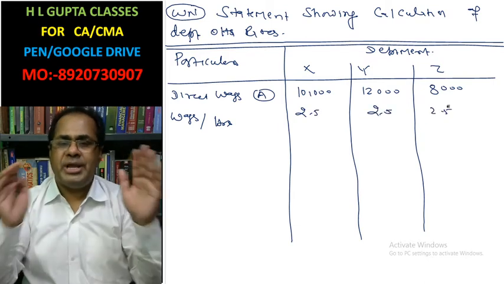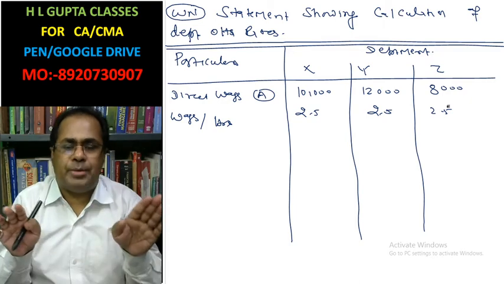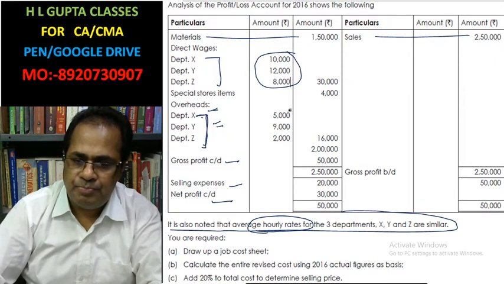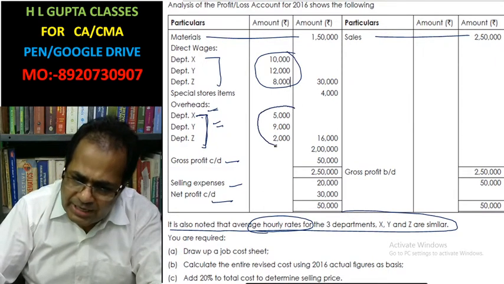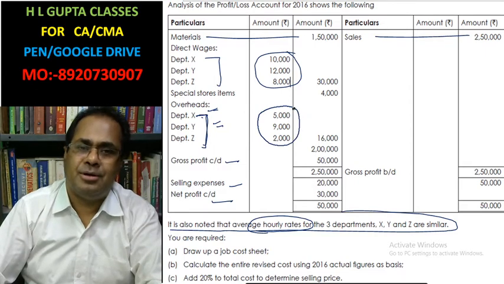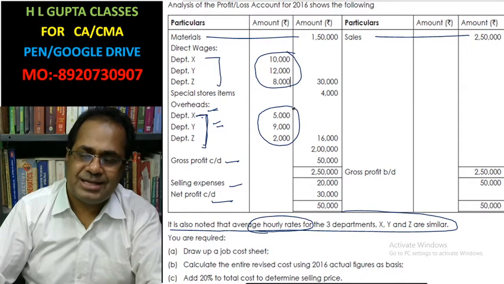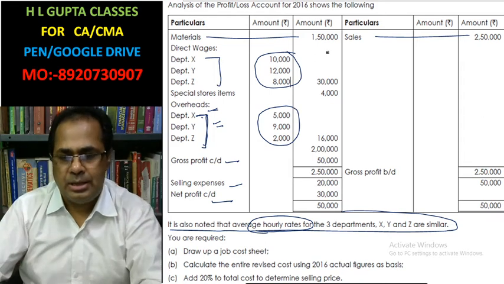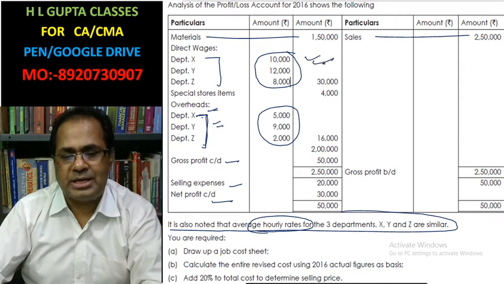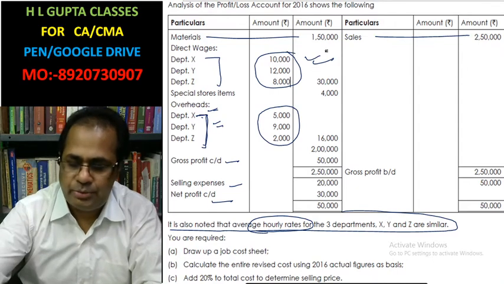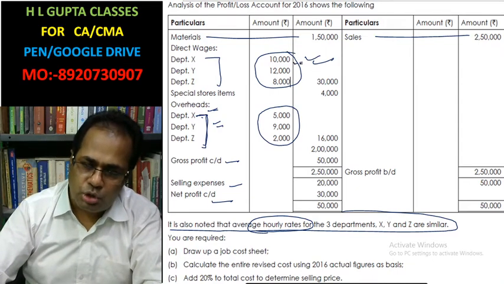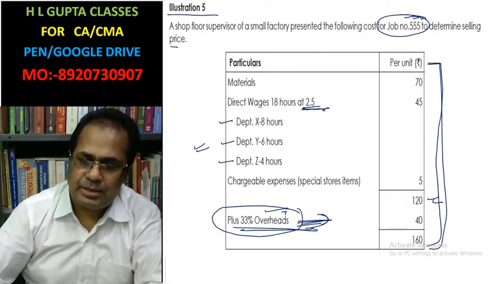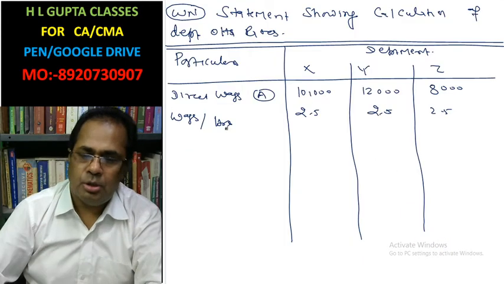Why am I doing it like this? Because we don't have the working hours. The wages rate is given, but the working hours are not given. That's why first it is required to calculate how many hours were worked by the workers in departments X, Y, Z. On the basis of total wages and the wages rate we can calculate this.